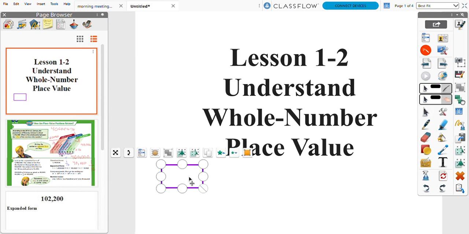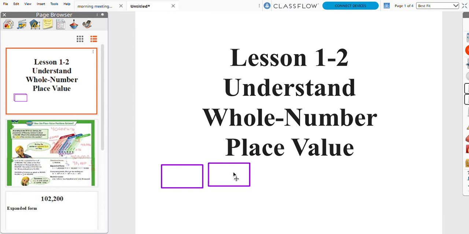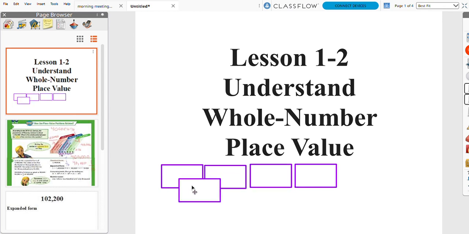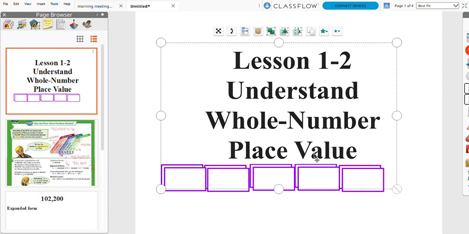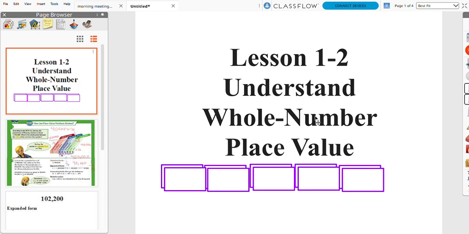Should have had this prepared ahead of time, but this is a good point to make. One, two, three, four, five. Copy. Oop, I don't want the numbers with you. That's a mistake.